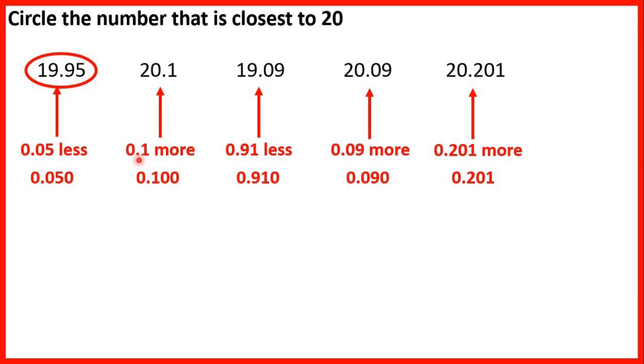Now it might look like 0.1 is the smallest difference, but remember, this 1 is in our tenths. If we have 5 in our hundredths, that's less than having 1 in our tenths. So 0.05 is less than 0.1.